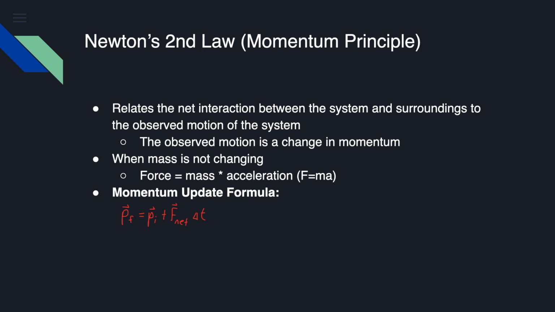Newton's second law is also known as the momentum principle. It relates the net interaction between the system and surroundings to the observed motion of the system. The observed motion is a change in momentum. When mass is not changing, we can use the equation force equals mass times acceleration, and that helps us get to the momentum update formula, which is the final momentum is equal to the initial momentum plus the net force times the change in time.